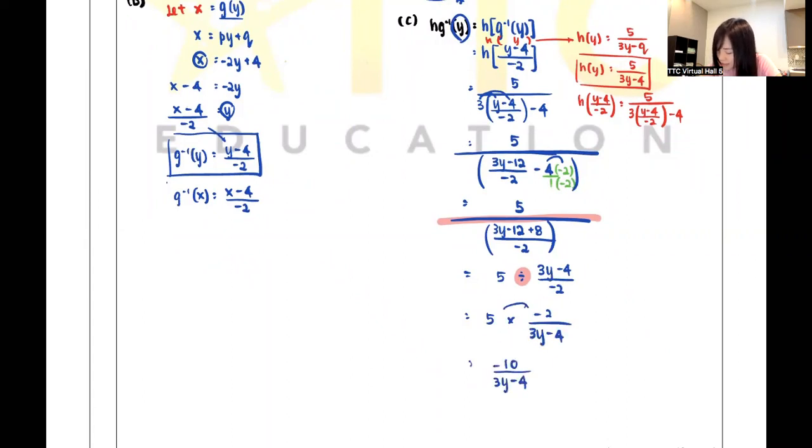Done. I'm getting the answer. Putri, if you're getting the answer, -10 over 3x minus 4 also can. So it's just y or x. But guys, again, do I get full marks with this answer? No. Why no? Because the bottom has y.